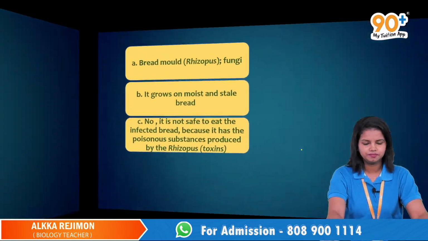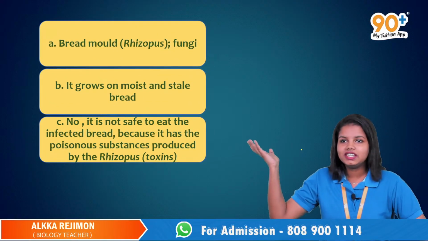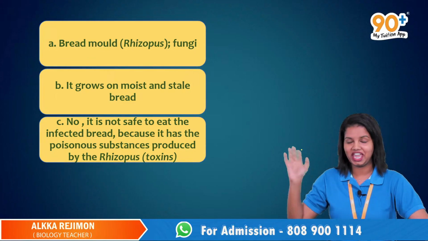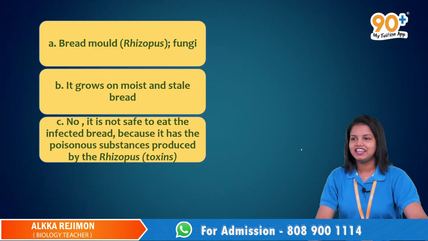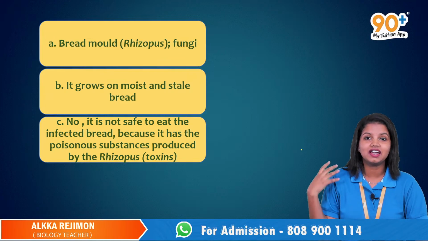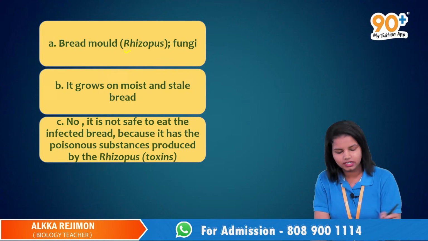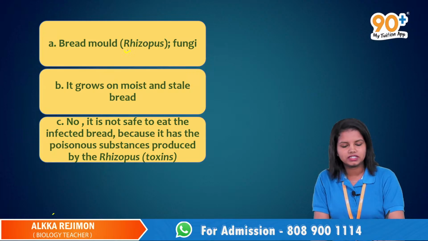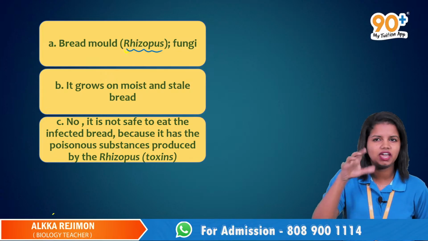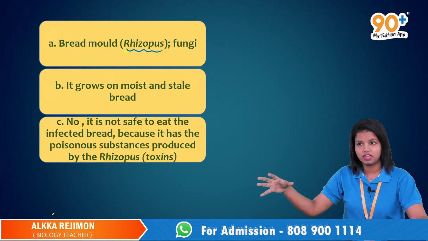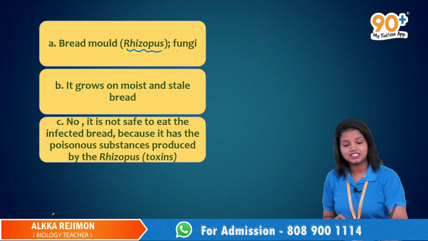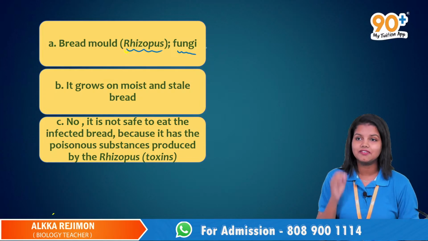Yeah, let's see. So, the organism is none other than our bread mold. It's also called rhizopus. And which category is the bread mold going to? Yeah, we have a classification of microorganisms. We have already studied it. And bread mold is a microbe which comes under the category of fungi. Yes, it is a fungus.